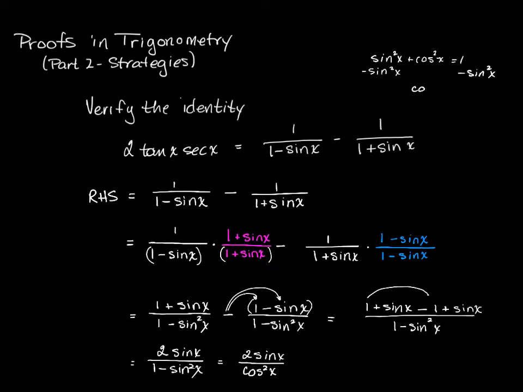So I can write sine squared plus cosine squared equals 1, or I can write cosine squared equals 1 minus sine squared of x. So that's all I've done here.